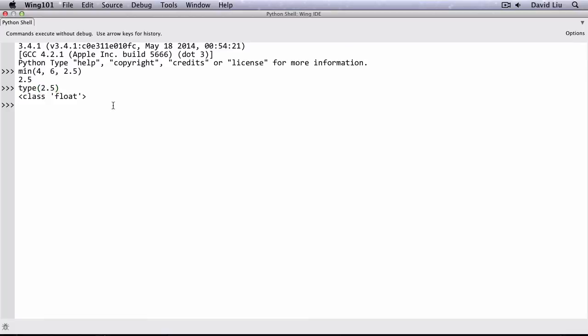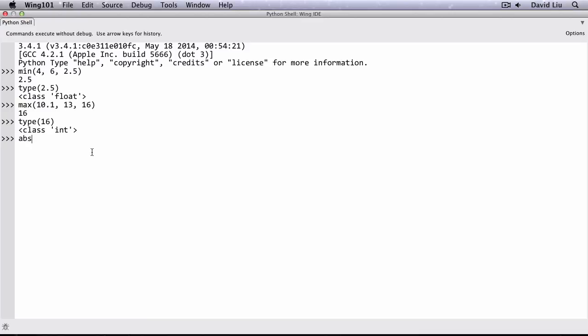The next function we'll look at is the max function, which again takes in some numbers and outputs the largest one, in this case 16. And what's the type of 16? Well, there's no decimal point, it's an integer. Notice that both min and max can take a mixture of floats and ints, and the type of the returned value will always be the type of the biggest or smallest number.